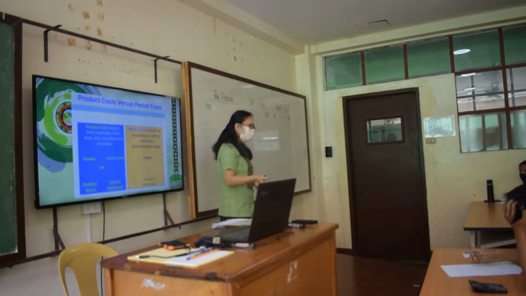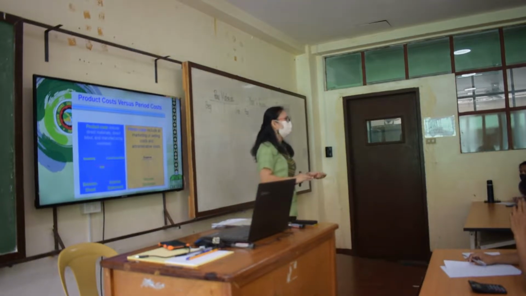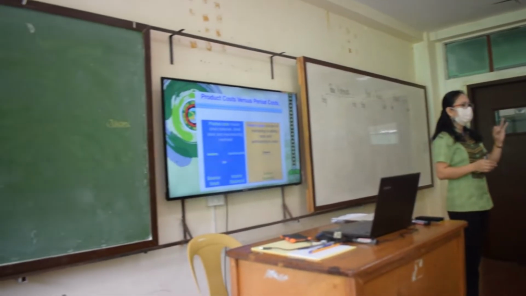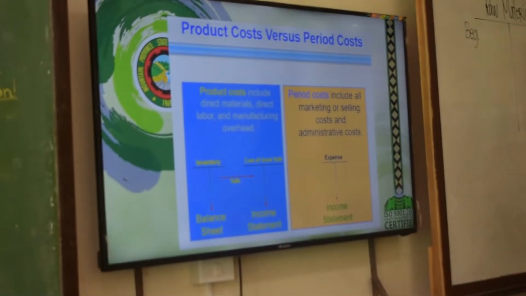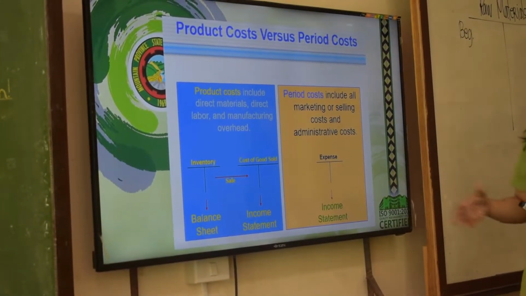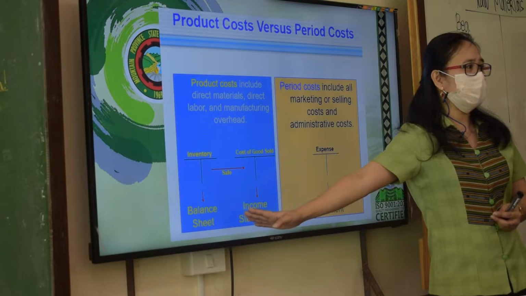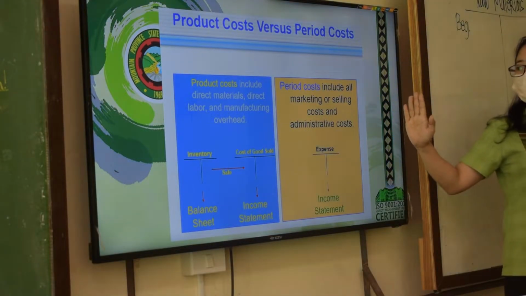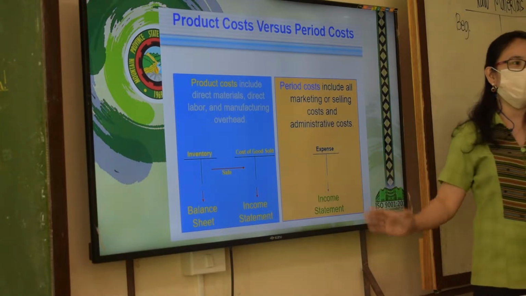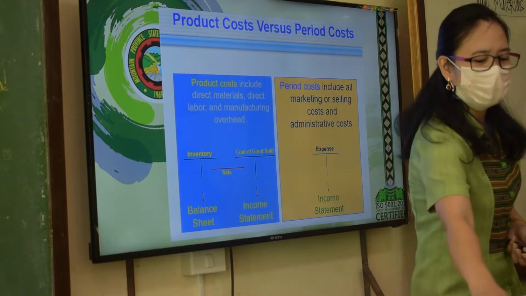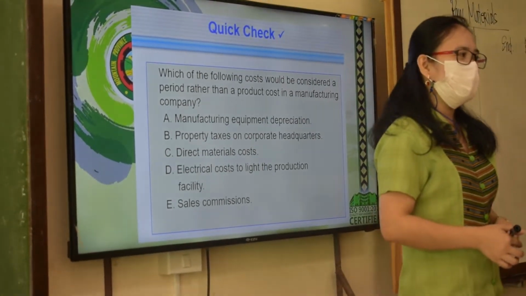And what's the other one? Manufacturing overhead. And when we talk about period cost, we always deal with your administrative cost and marketing or selling costs very well. Okay. So, again, the product cost will fall under the balance sheet or your statement of financial position. Your period costs will be recorded directly to your income statement or your statement of comprehensive income, as what you have learned in your intermediate accounting 1, 2, and 3.